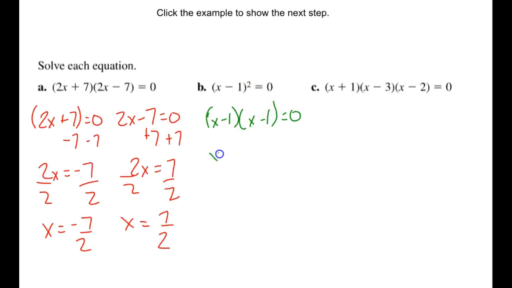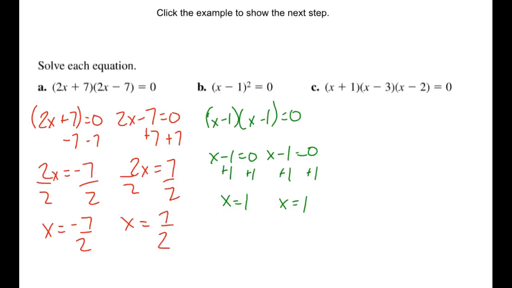So I set each piece equal to 0 and solve. So I add 1 to both sides. So x equals 1. And again, I add 1 to both sides, so x equals 1. So you'll notice that these ended up with the same solution. So this is considered what we call a double root. So just know that these ended up the same way.